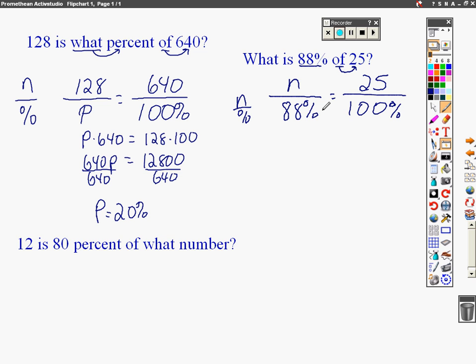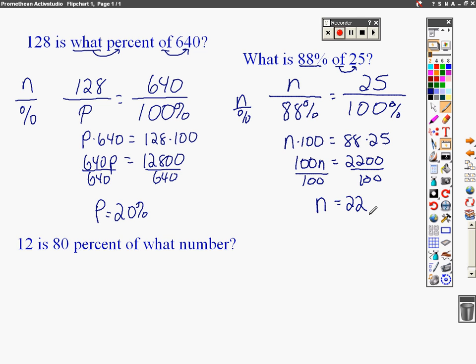Okay? So again, we can use cross product. N times 100 is equal to 88 times 25. So we get 100N is equal to 2,200. So here we are with our one-step multiplication equation again. Divide each side by 100 to get N by itself, and we have N equals 22. Okay? All right, our last problem.